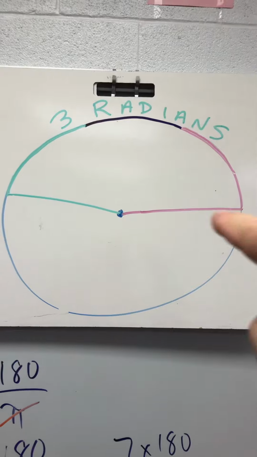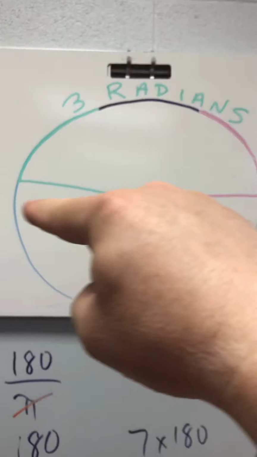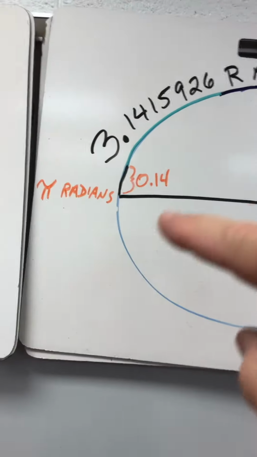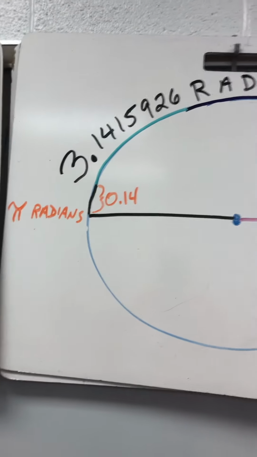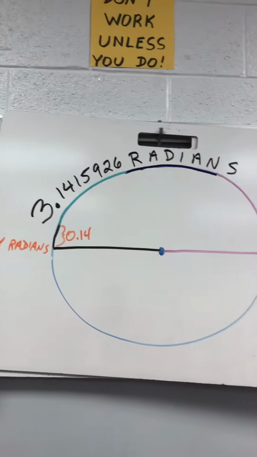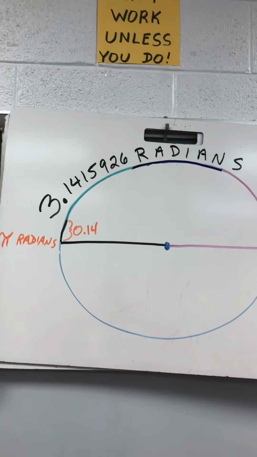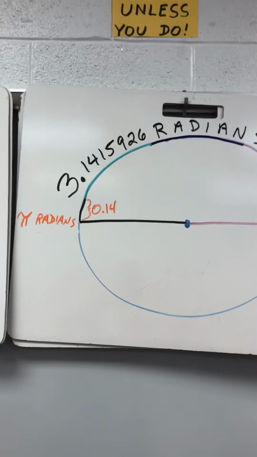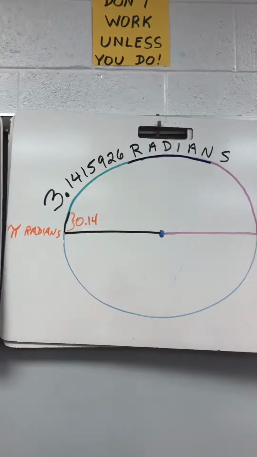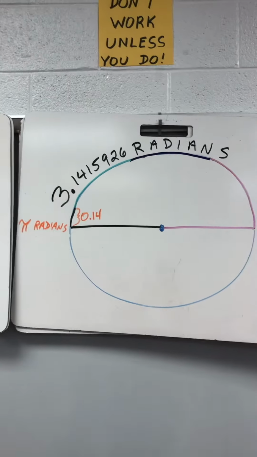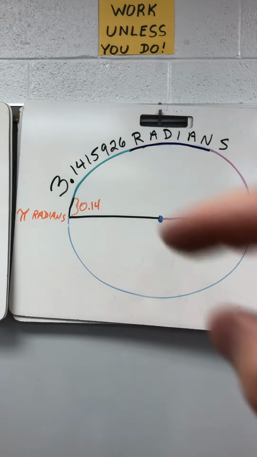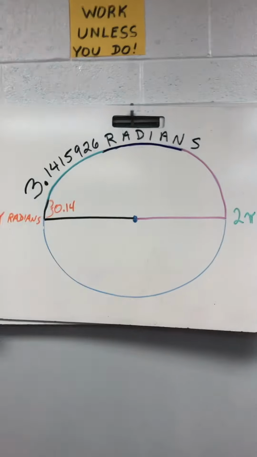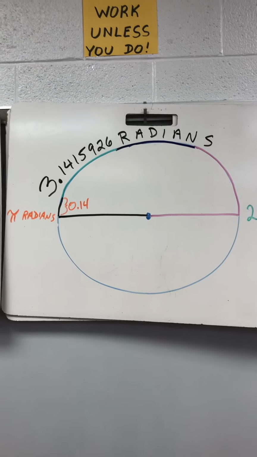And now to make a perfect 180 degree straight line, that takes another 0.14, which makes 3.1415926 radians, or pi radians. All the way across is pi radians. So all the way around one time is 2 pi radians.